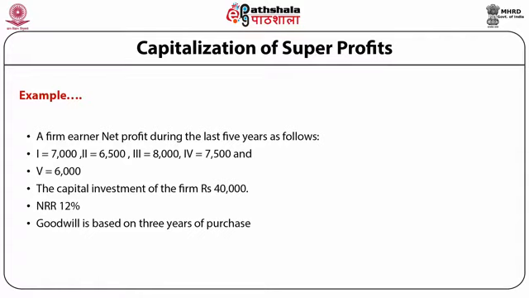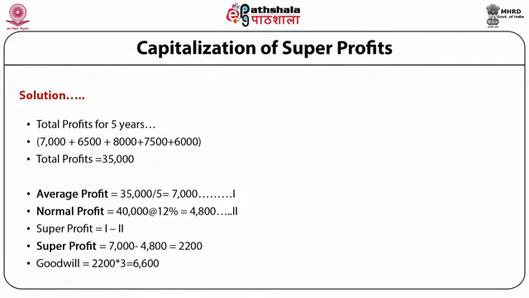A firm earned net profit during the last 5 years. First year 7,000, second year 6,500, third year 8,000, fourth year 7,500 and fifth year 6,000. The capital investment of the firm is 40,000. Normal rate of return is 12%, and goodwill is to be calculated on 3-year purchase. Valuation of goodwill is done here.